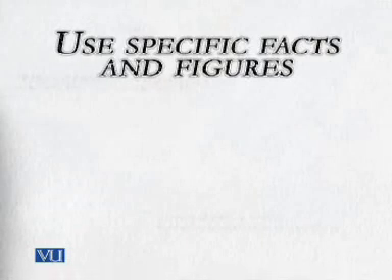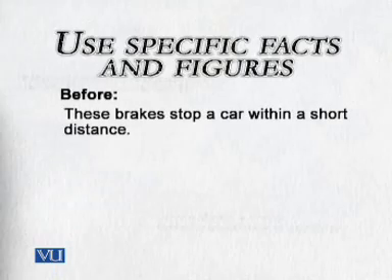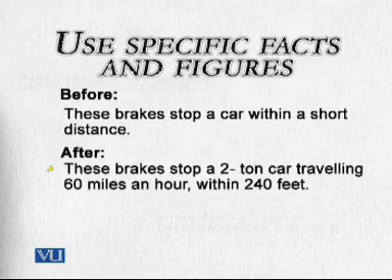Let's take a look. First of all, use specific facts and figures. These brakes stop a car within a short distance. Now you can see this sentence is apparently just giving you a statement, but the details are missing. Okay, fine, it's a fact that so-and-so brakes can stop a car within a short distance, but a short distance is not that concrete. We can write the very distance within which the car can be stopped. And a better version is in front of you. These brakes stop a 2-ton car. Look how we made the word car more specific by adding facts to it.